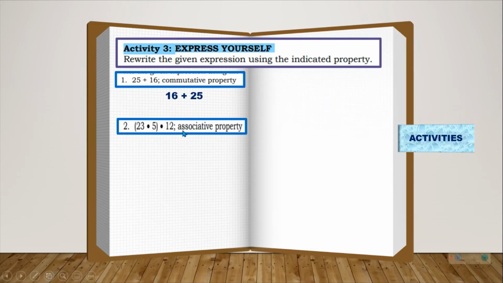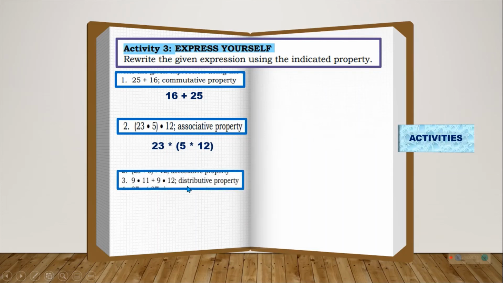Another one, gagawin natin siyang associative property. Meaning, i-regroup natin o i-change natin yung group. Kung si 23 times 5 yung magkagrupo, sa susunod, ang gagawin naman natin magkagrupo ay si 5 and 12. So, the answer is 23 times quantity 5 times 12.